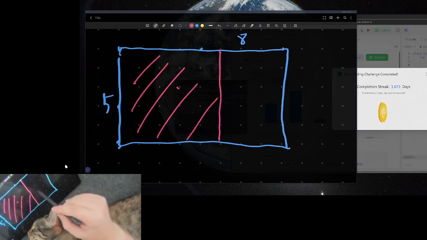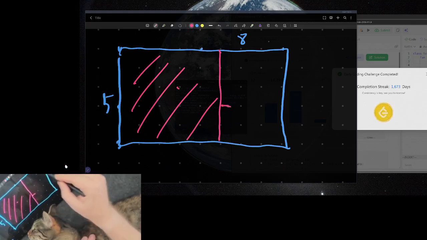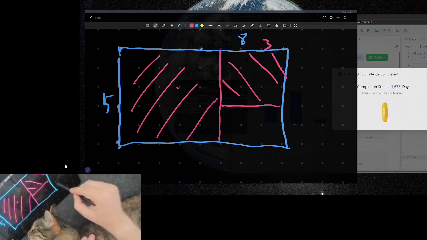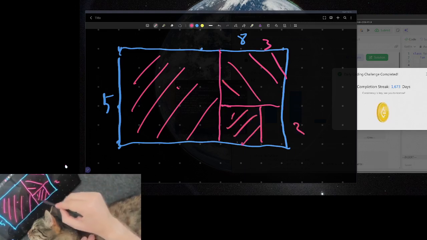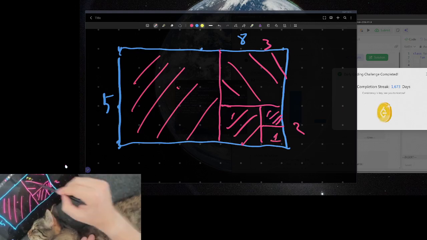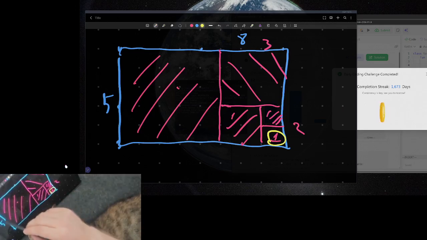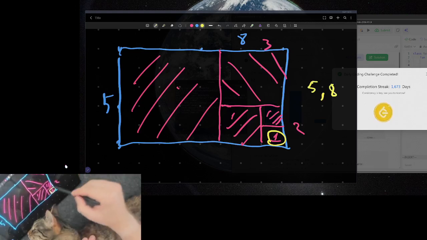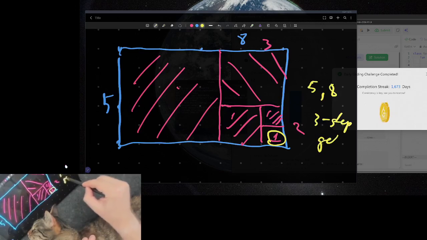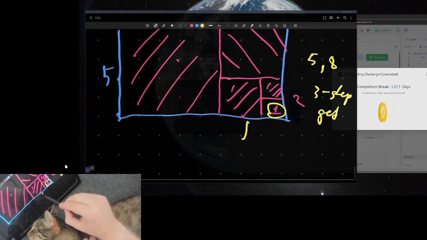This is the first step of the GCD recursive function. Then we have a 3 by 3 cut, and then a 2 by 2 cut, and finally we have 1, and 1 is the GCD. And by the way, 5 and 8 are the smallest numbers for a 3-step GCD. Why? It is because this is a Fibonacci function.